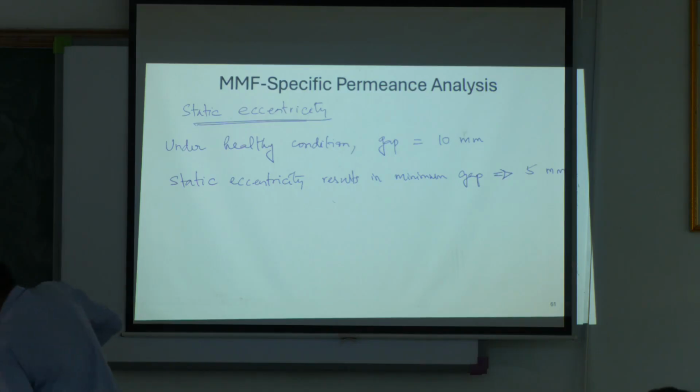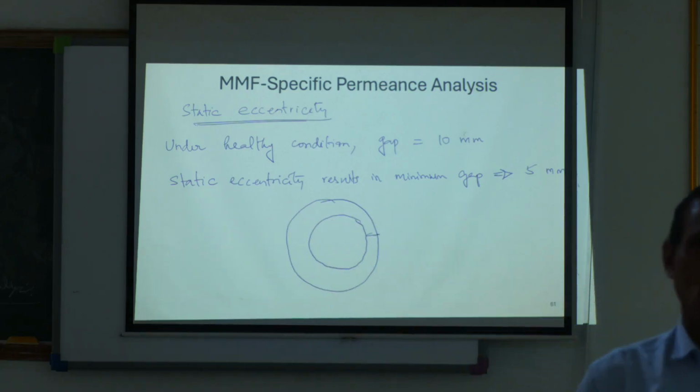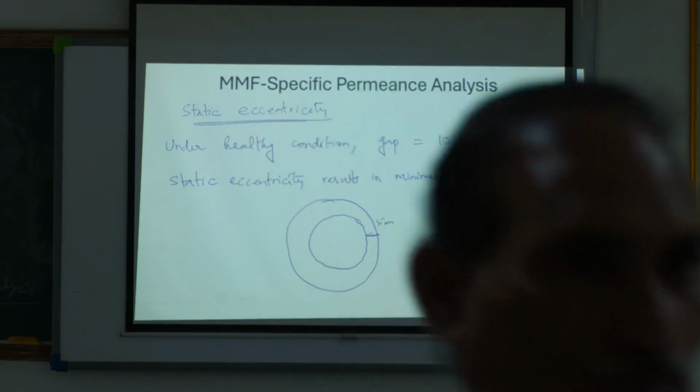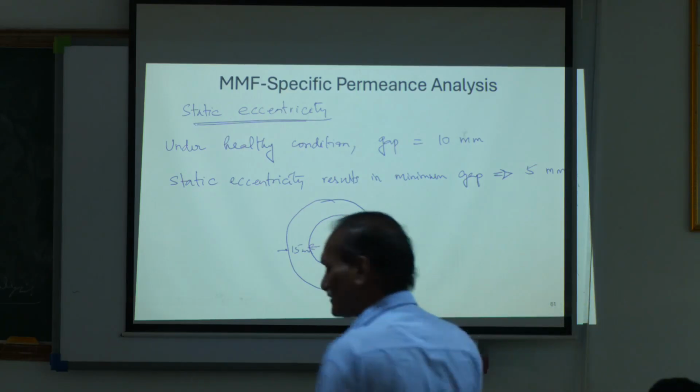So what do I mean by that? This distance is 5 mm. Initially the distance was 10 mm. Now the stator's center has got offset in such a way that the distance has reduced on one side to 5 mm. So what would be the distance on the other end? 10 plus 5, right? 15 mm. So the minimum gap has now become 5 mm.